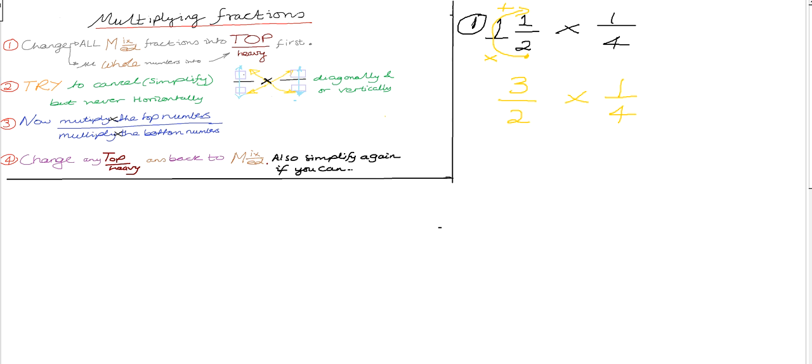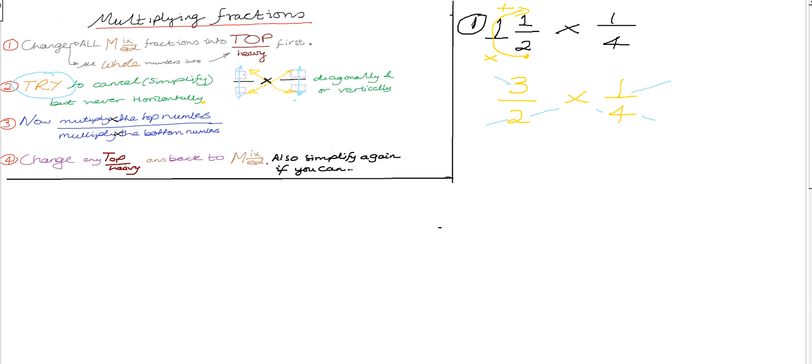Now, the question says, try to cancel, rule number 2, diagonally or vertically. Let's have a look if we can do that. Vertically, this one here, 3 and 2, can we cancel vertically? No, because they're both prime numbers. They won't divide by anything. Their highest common factor is 1, which doesn't really help. Here, 1 and 4, they won't cancel because 1's already simple. What about this diagonal here? Can you cancel that one? No, because that's already simple. 1 is as simple as it can get. What about this diagonal here? No, no as well.